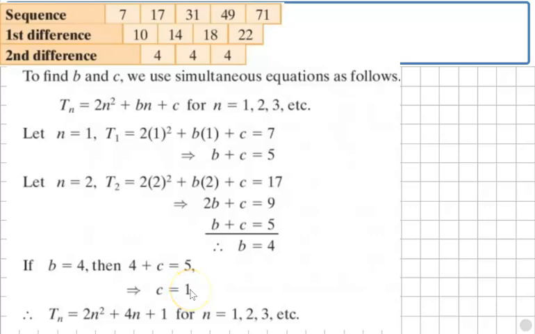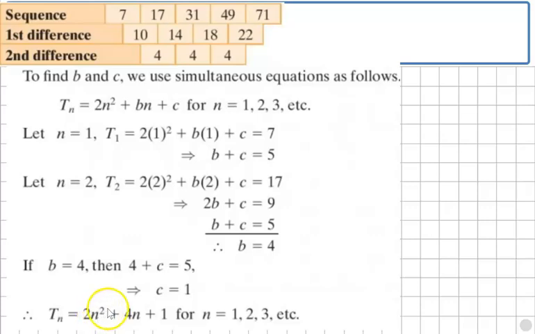So now we know what a is, and we know what b is, and we know what c is. So we can sub them all into our nth term formula. So we have Tn equals 2n squared, because we got a to be 2, plus 4n, because we got b to be 4, plus 1, because we got c to be 1, for n values equaling 1, 2, and 3. So this is our nth term for this sequence here.